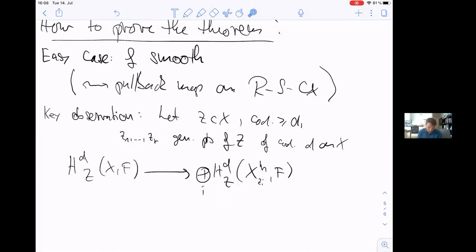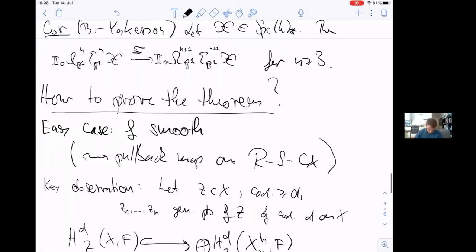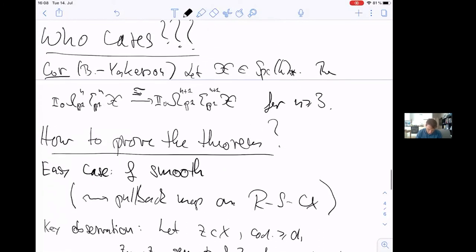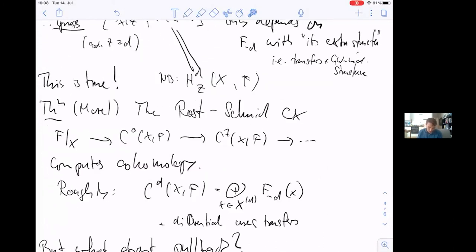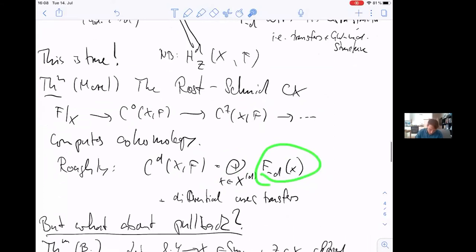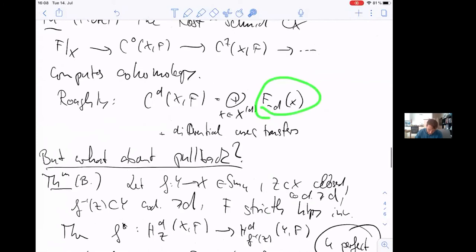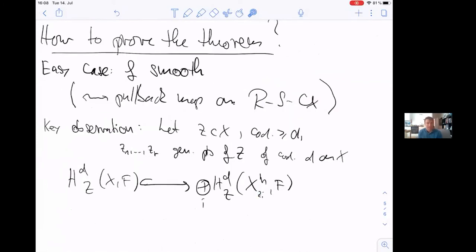And so the point is twofold. One is that this map is an injection. And the reason is just that you look at the Rost-Schmid complex here. So what if I do cohomology with support in Z? It means I chop off the first couple of terms, namely the first D minus one terms. So it's going to inject into this thing here. And what do I see? Well, I see exactly those points of codimension D which lie in Z, and I do the dévissage contraction. And so since the henselization does not change the residue field, this map is an injection.